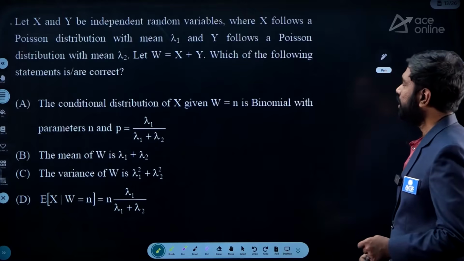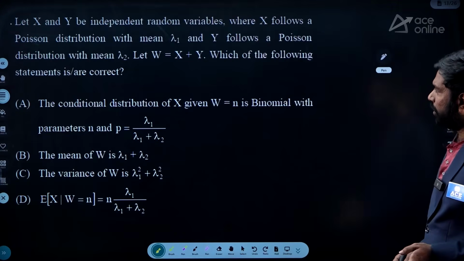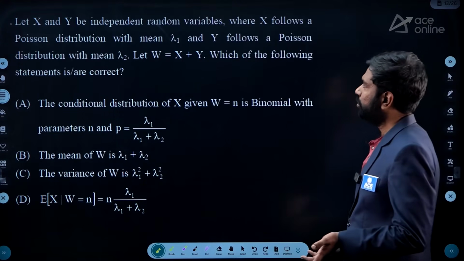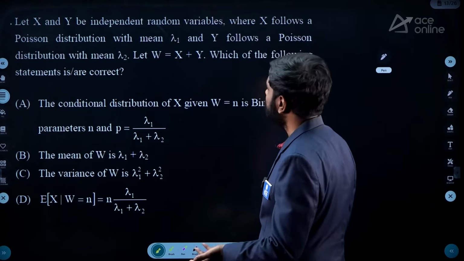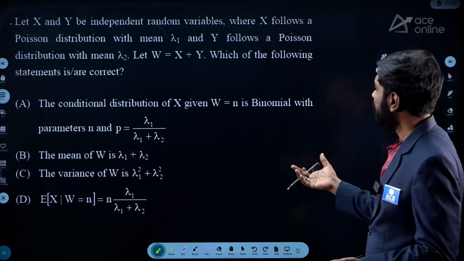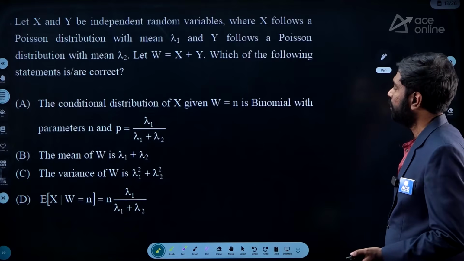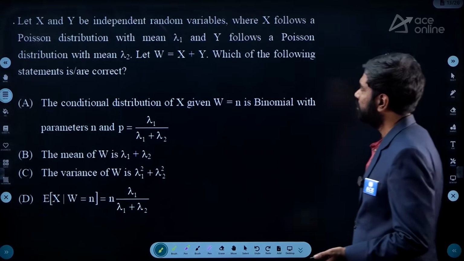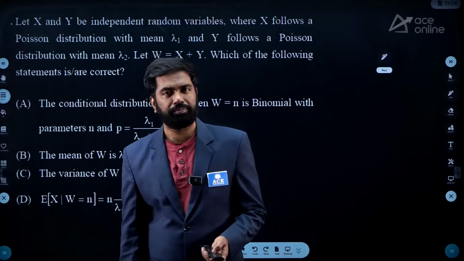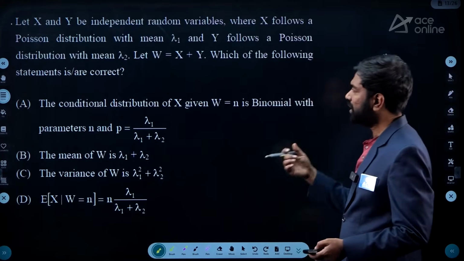Let x and y be independent random variables where x follows a Poisson distribution with mean lambda 1 and y follows a Poisson distribution. Both are Poisson random variables, they are independent, and the mean values are lambda 1 and lambda 2. They created a new random variable w, which is x plus y. Which of the following statements are correct? And various options are given.